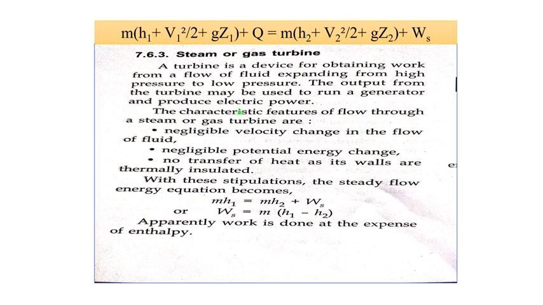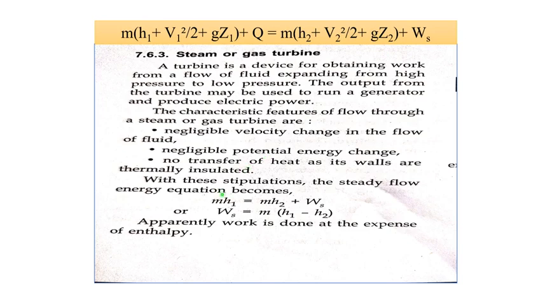Now we will see the characteristic features of the fluid that is going inside the turbine. Firstly, the velocity changes are negligible here, so there will be no change in kinetic energy. Second, the potential energy changes are also negligible, so Z1 minus Z2 will be 0. Also, there is no transfer of heat into the turbine because the walls of this turbine are thermally insulated. So the quantities V1 square by 2 will be 0, Zg1 will be 0, Q will also be 0 because there is no heat input, V2 square by 2 will be 0, and Zg2 will be 0.